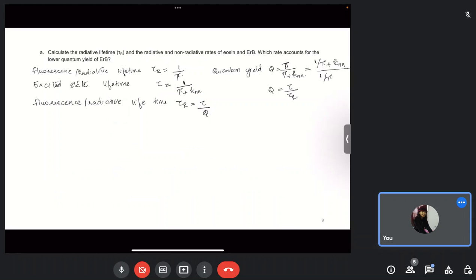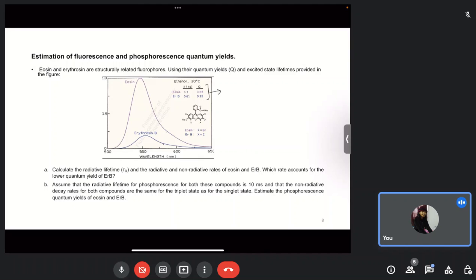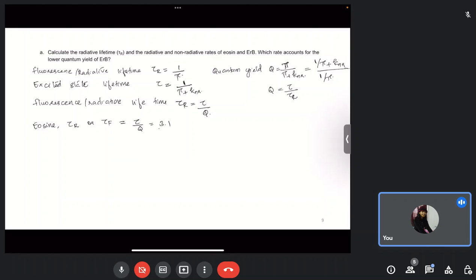So we know for eosin, tau r or tau f, the fluorescence lifetime, is equal to tau by Q. So tau for eosin is 3.1 and Q is 0.65. So 3.1 divided by 0.65. This is in nanoseconds. So this will be 4.76 nanoseconds.